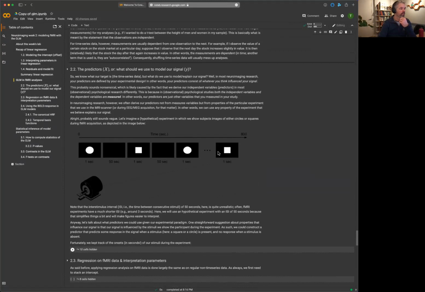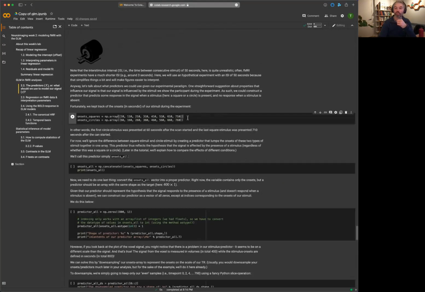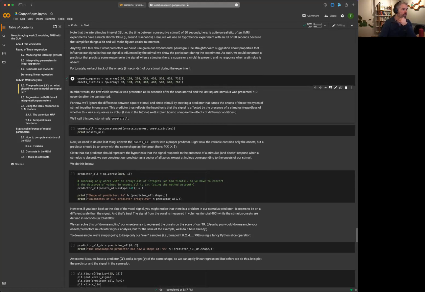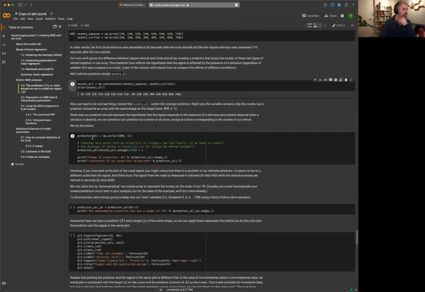So here we have the outline of the experiment. I'm not going to bother with that. I think you should read it. And there are two types of events in this experiment. One is onsets of squares and the other is onsets of circles. And we can concatenate those if we wish. So this is the squares and this is the circles in the end. And that gives us all of our events.